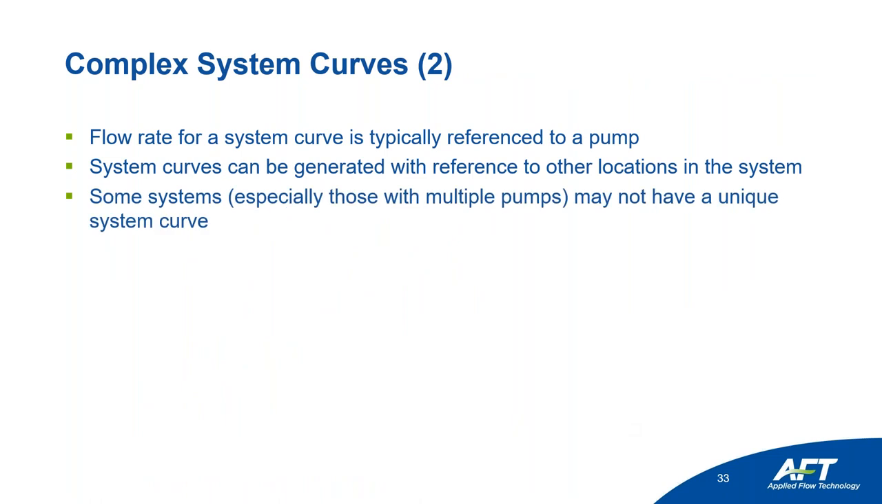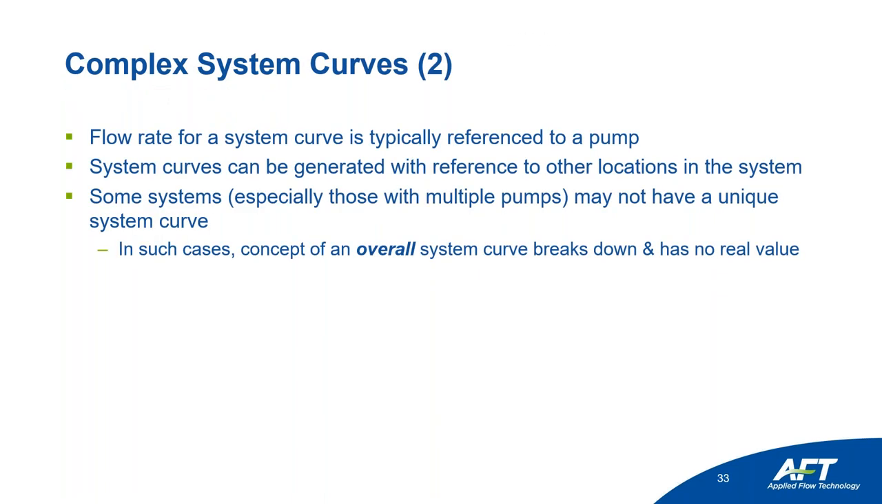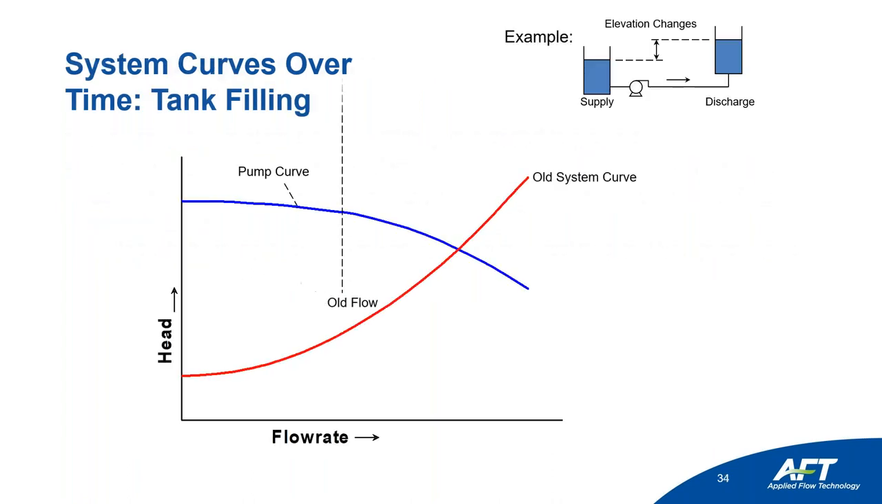All right, so this just summarizes the complexities of system curves, where the overall curve starts to break down when you have more complicated networks like I was showing you. Just a few more points here.